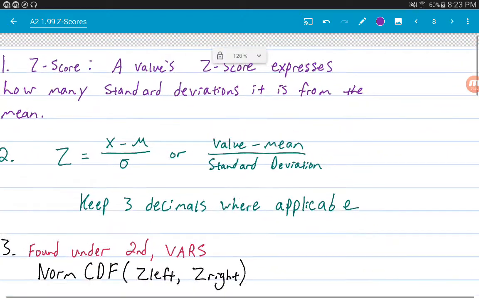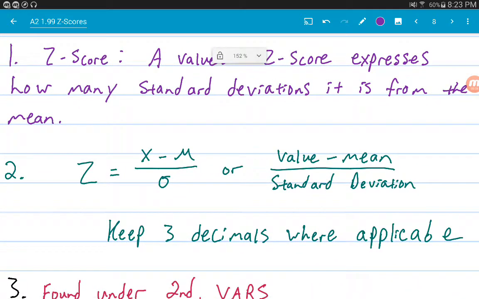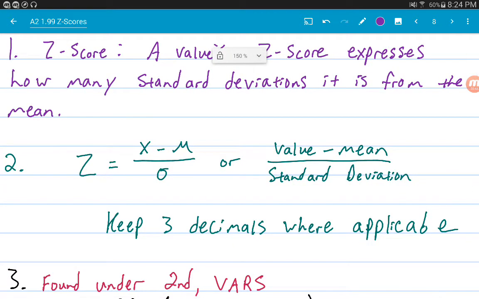What is a z-score? A value's z-score expresses how many standard deviations it is from the mean. Z is x minus mu over sigma, or the value minus the mean over the standard deviation. And you're going to keep 3 decimals where applicable because z-scores need to be very precise.